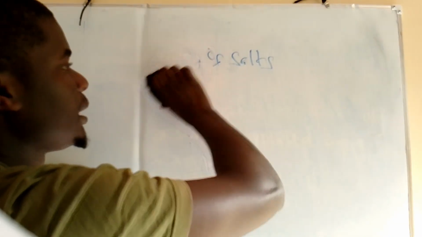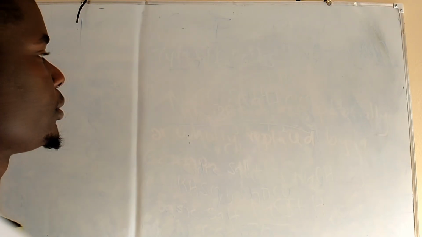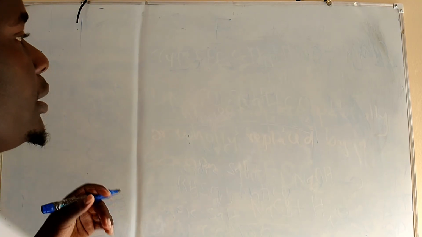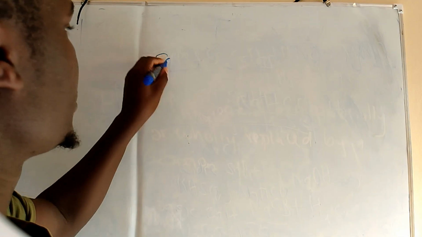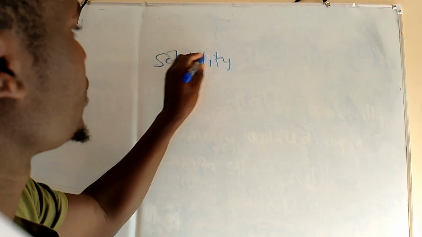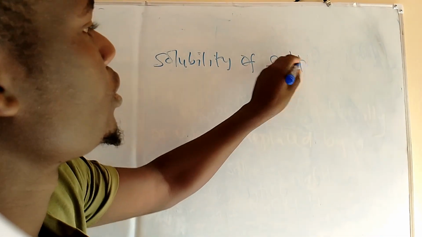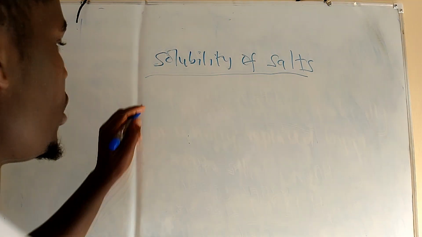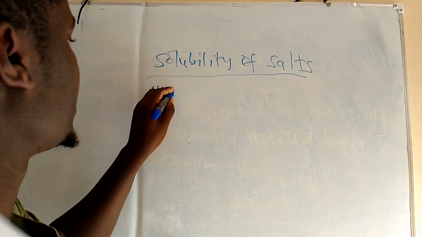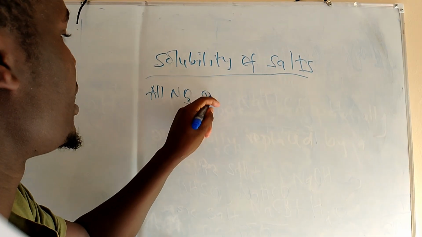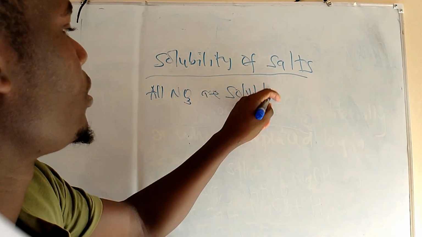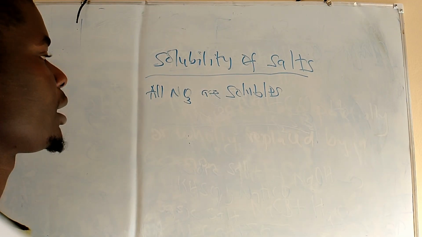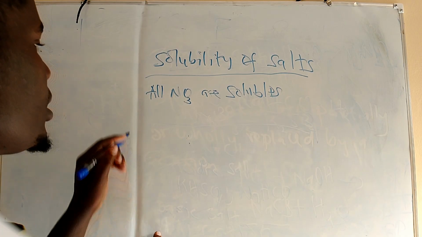So we want to look at the solubility of salts. This is a recap, so we are not trying to rely much on it. What you need to know about solubility of salts: all nitrates are soluble. All nitrate salts are soluble regardless of the cation. All of them are soluble.